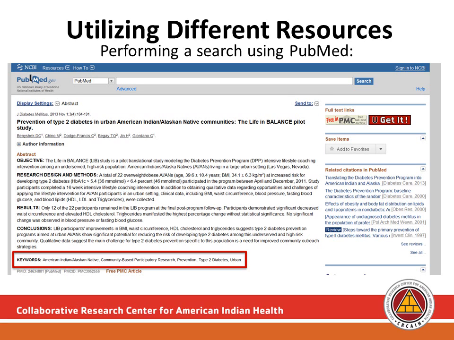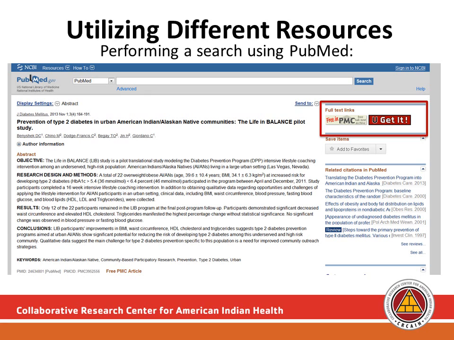I also want to draw your attention to the keywords listed with this article. These will give you more ideas as to what the content of the article is discussing, as well as other keywords you might want to use to narrow down your search. In the top right-hand corner of the screen, you will see the different sources where you can obtain a copy of the article. For example, this article happens to be free to view in PubMed Central. If you click on this link, it will take you directly to the full article.